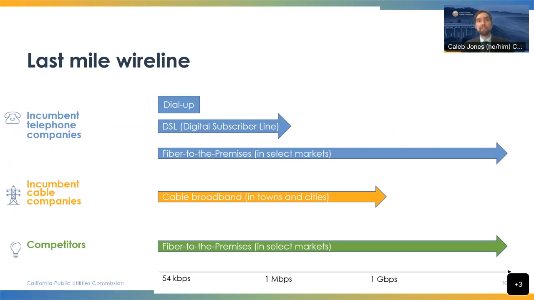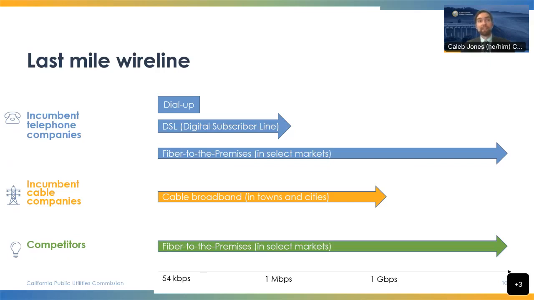What you see in this graphic is an overview of the three kinds of companies, the services they offer, and the capabilities of those services. At the left end of the speed scale is 54 kilobits per second, which is the speed of dial-up internet. At the right end is 1 gigabit per second, which is only really possible with fiber or a combination of cable and fiber.